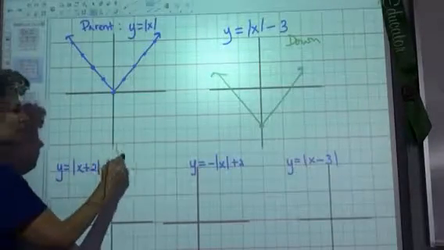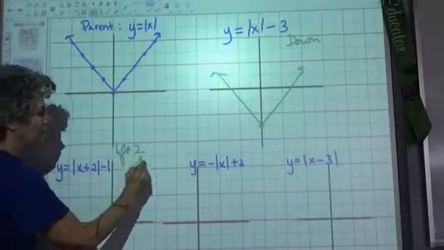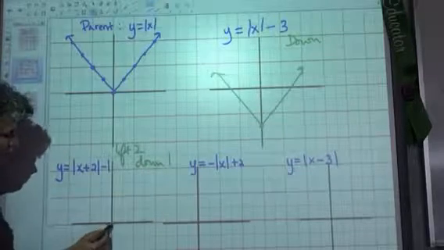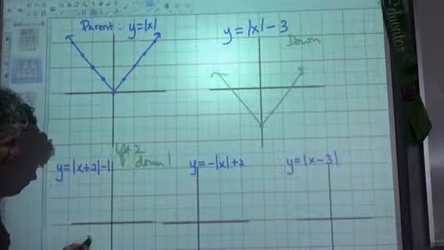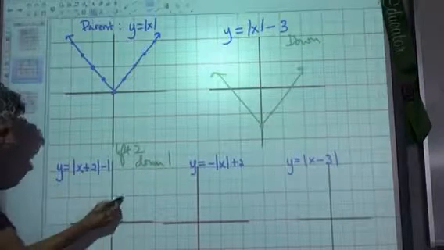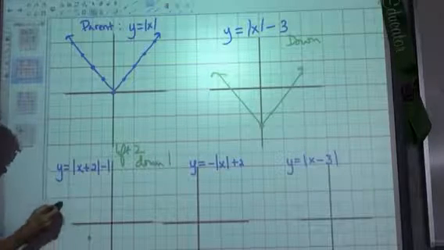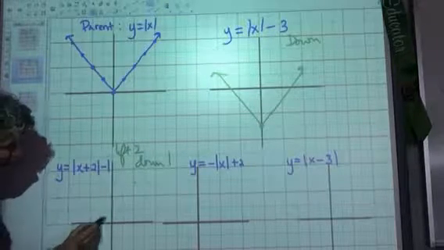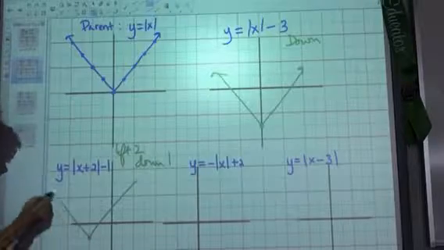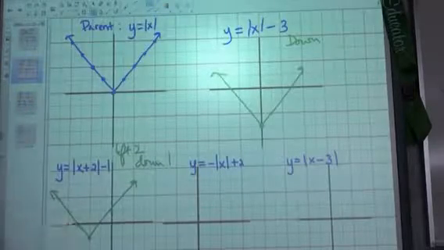This one here, to the left 2, down 1. So from this point I go to the left 2, down 1. There's my new vertex. And again, absolute value, unless there's a number out front, it's going to have a slope of positive 1 on one side and negative 1 on the other. But you know absolute value looks like a V.